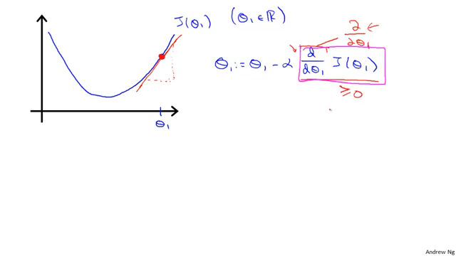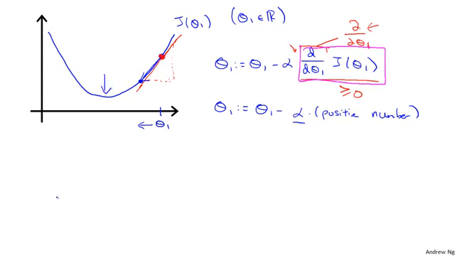And so my update to theta is going to be theta 1 gets updated as theta 1 minus alpha times some positive number. And alpha, the learning rate, is always a positive number. So I'm going to take theta 1 and update it as theta 1 minus something. So I'm going to end up moving theta 1 to the left. I'm going to decrease theta 1. And we can see this is the right thing to do because I actually want to head in this direction, to get me closer to the minimum over there. So gradient descent so far seems to be doing the right thing.